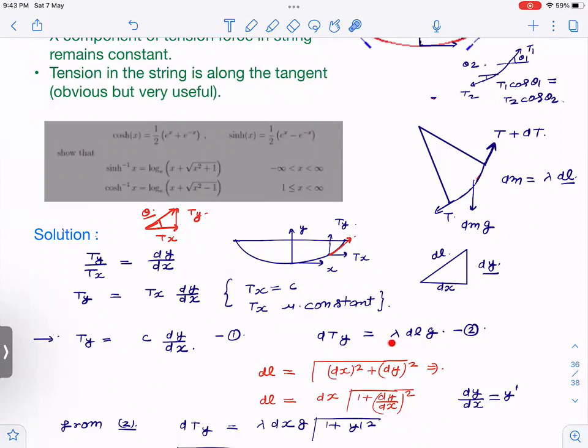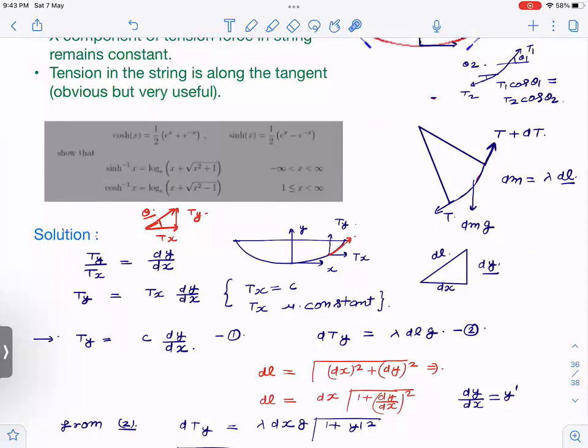Dm is lambda dl. This is a uniform rope and dl is this length, right? Dl is this length. This is very small, just for understanding purpose, I have drawn it like this. So dTy is equal to lambda dl g. Now, a little bit of simplification, which you might be knowing.